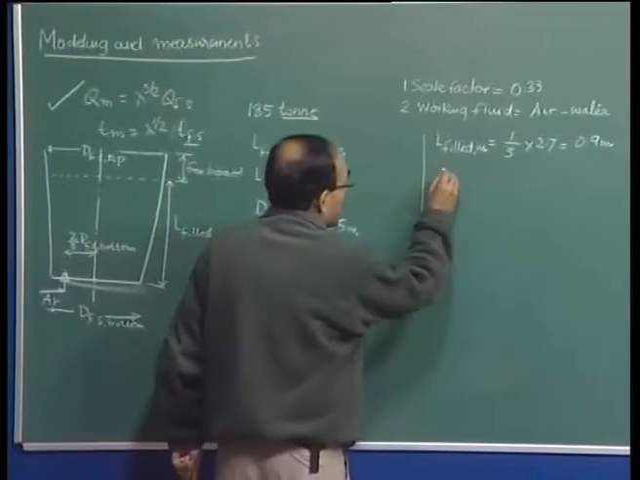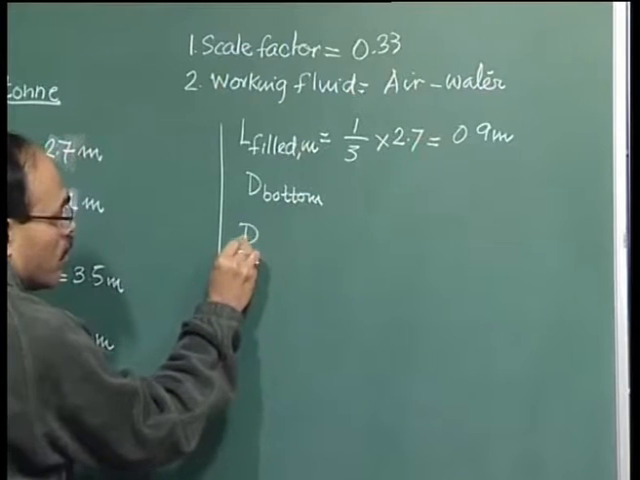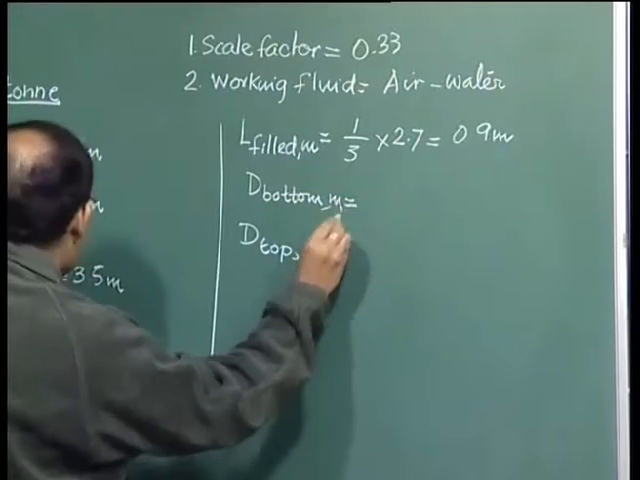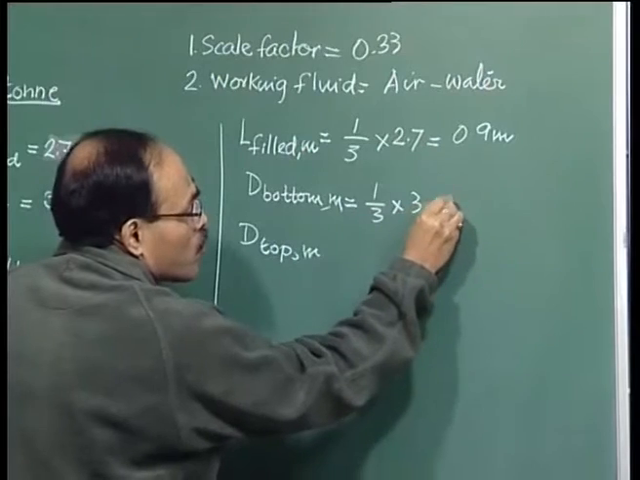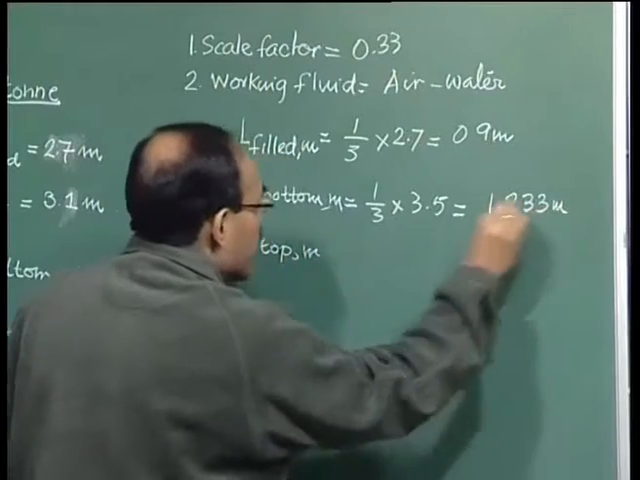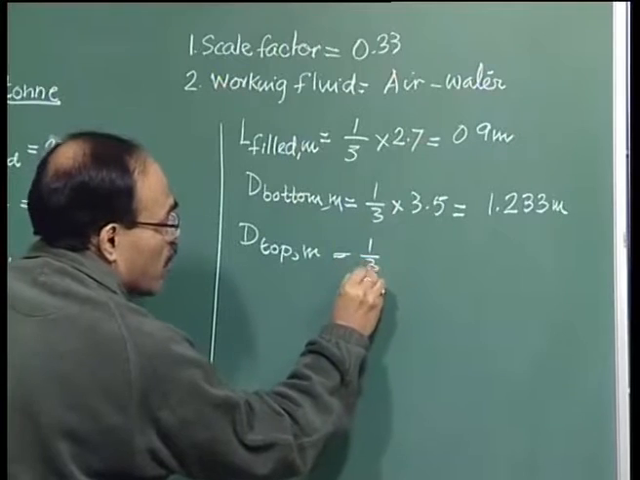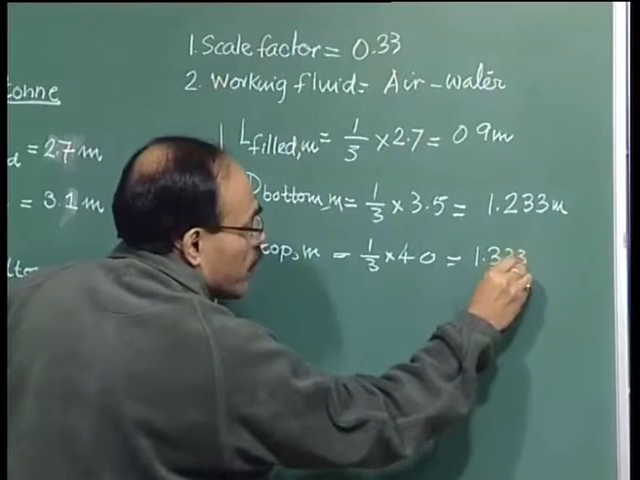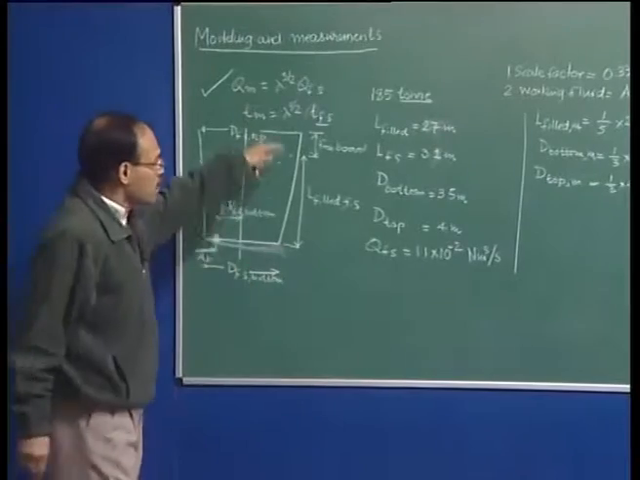Similarly, I can say that d bottom, d top, by the way my m essentially represents model values. So, 1/3 of 3.5, which is roughly about 1.23 meter, and similarly this is top, which is 4 meters. So, it is 1/3 of 4 meters, and that is going to be 1.333. We must understand now, the geometric features are scaled.